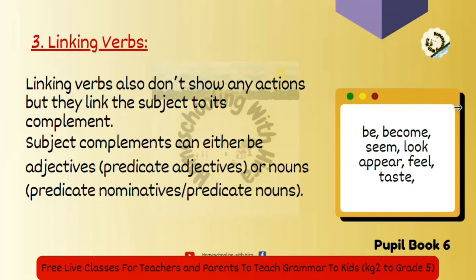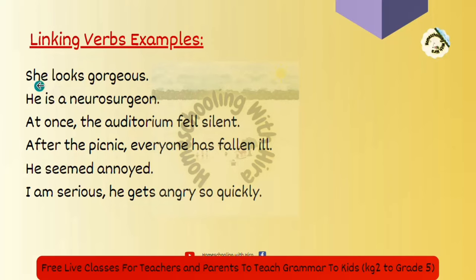To understand it better, we can see some examples. She looks gorgeous. Now this look here is a linking verb because gorgeous is a complement to she. She looks gorgeous. So if you have a verb that is linking your subject to its complement, then it will be a linking verb. ठीक है? इस sentence में देख लीजिए, उर्दू हिंदी में बता रही हूँ. She looks gorgeous. यहाँ पे जो verb look है, ये she और gorgeous को जोड़ रहा है. She subject है, gorgeous इसका complement है. और इस वजह से looks जो है, ये linking verb है. ठीक है? Link बना रहा है, ये bridge बना रहा है दो चीजों के बीच में.